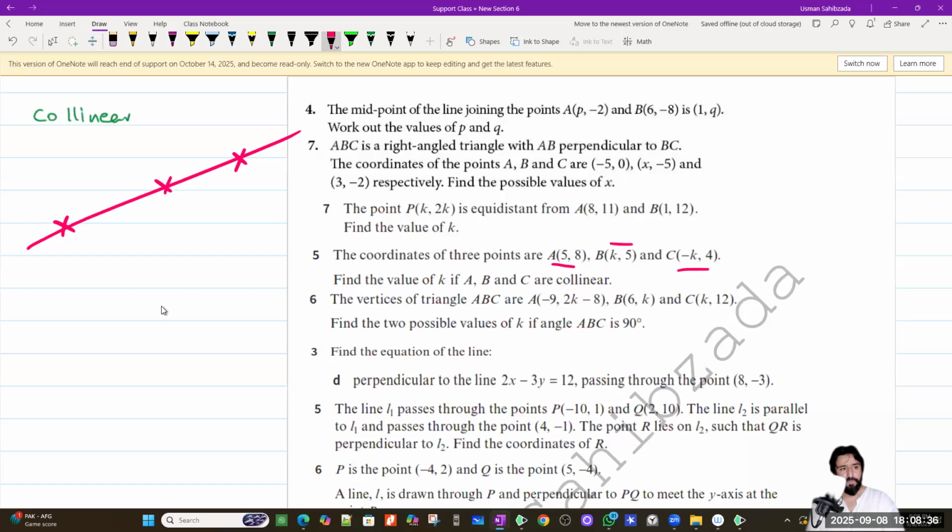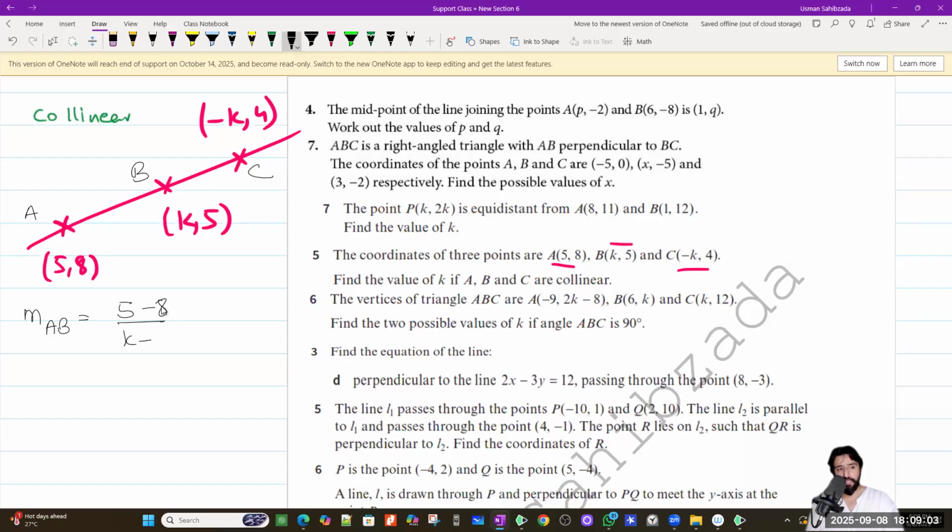these 3, 5, 8, k, 5, and minus k, 4. They're all on the same straight line, which means their gradients will be the same. That's the only way to prove that 3 points are collinear. You will find the gradient of AB: 5 minus 8 divided by k minus 5.